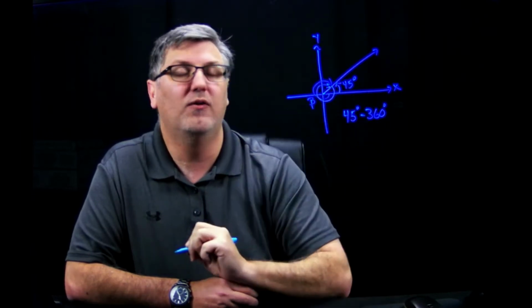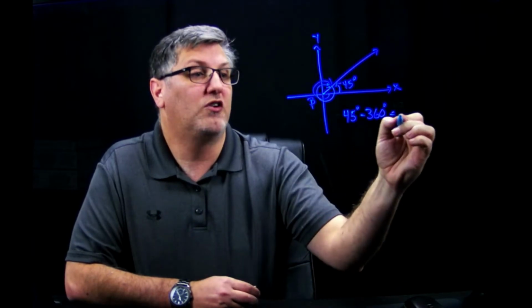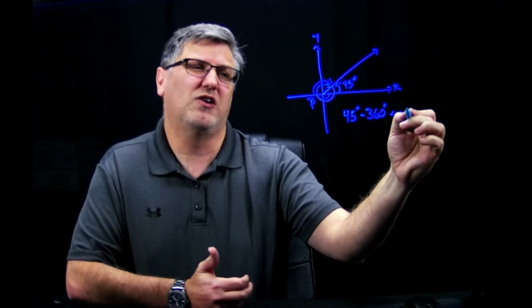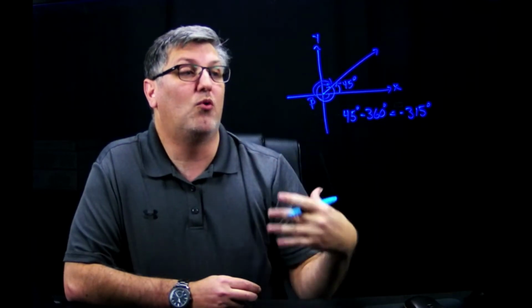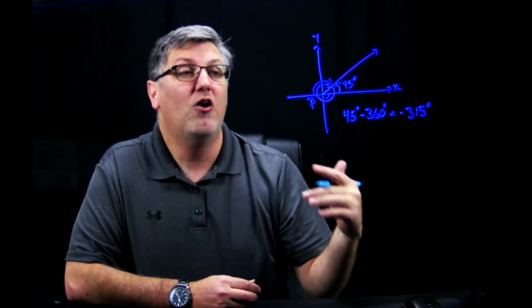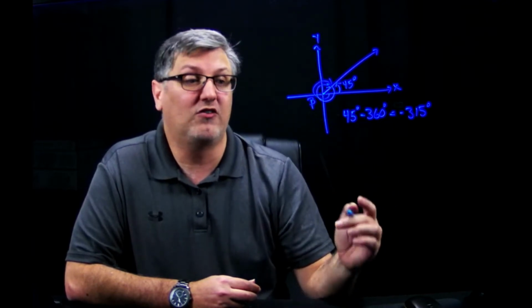That's basically going from here all the way back to here, making a full circle, which gives me a negative, what is that? 315 degrees. So negative 315 degrees and 45 degrees are coterminal. Now I could do this as many times as I want. I could subtract 360 as many times as I want, or I can even add 360. So let's look at another example.